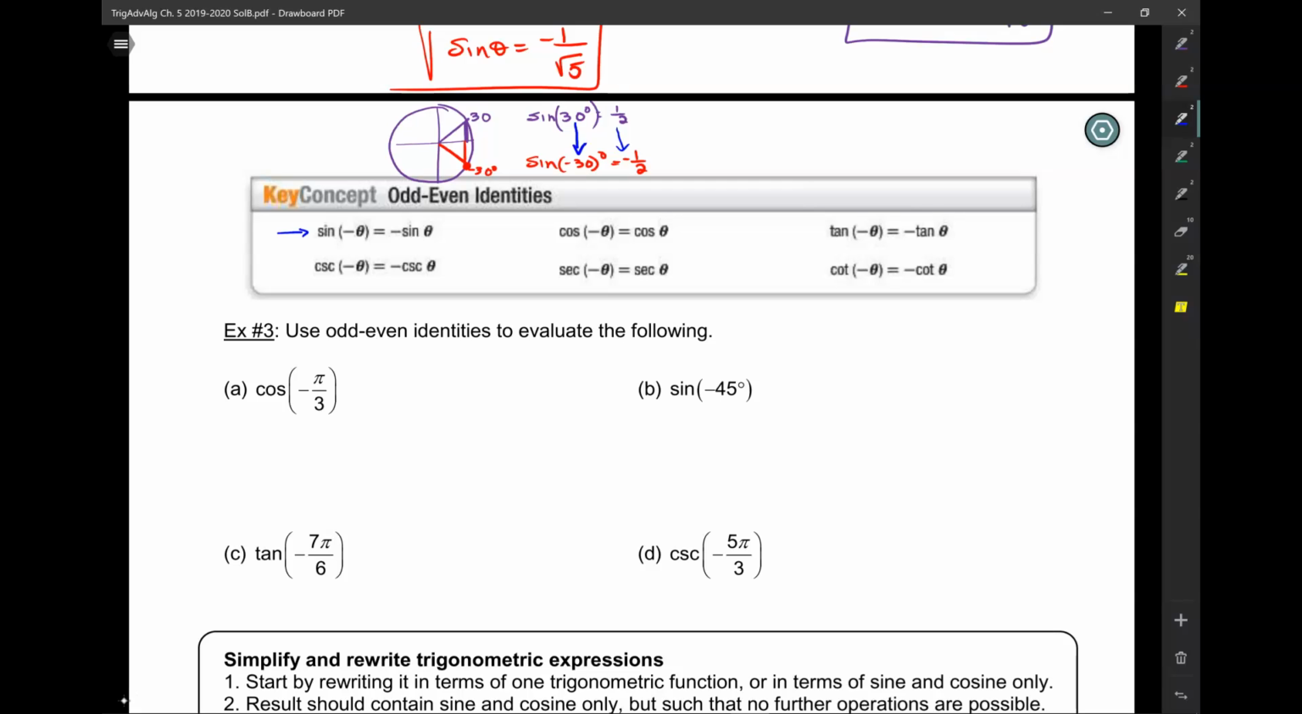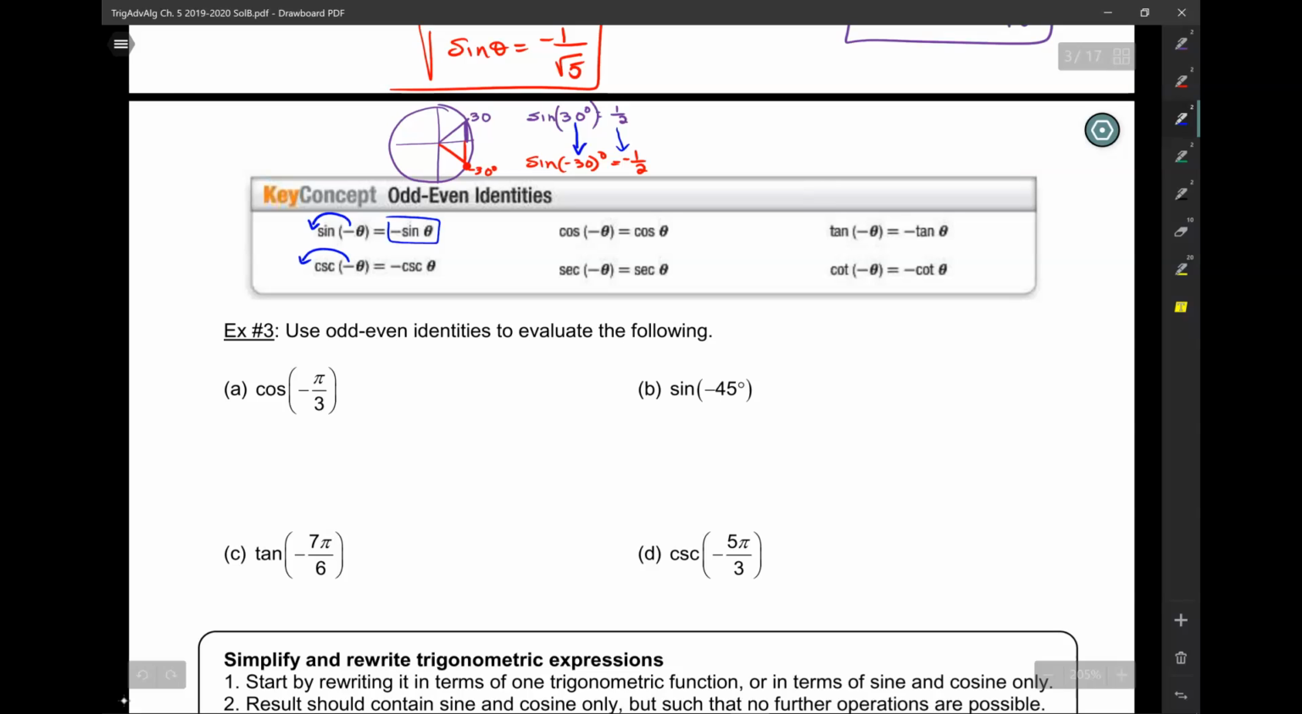Okay, what do you have to know from that? If you have sine of a negative angle, basically the negative comes out and you have negative sine theta. And because cosecant is 1 over sine, it's the same thing with the cosecant. The negative comes out and you get negative cosecant of theta.